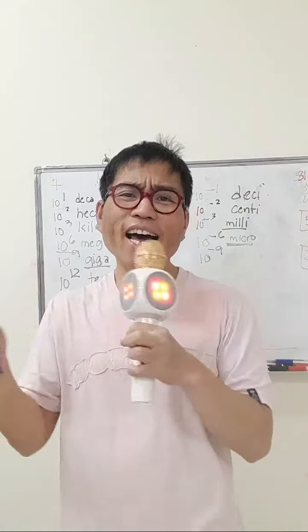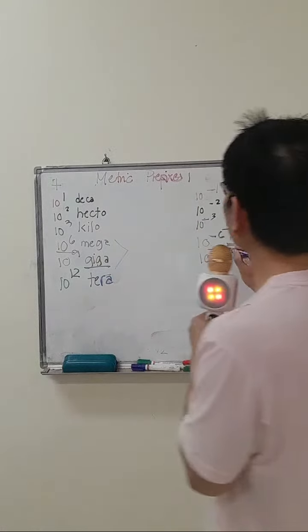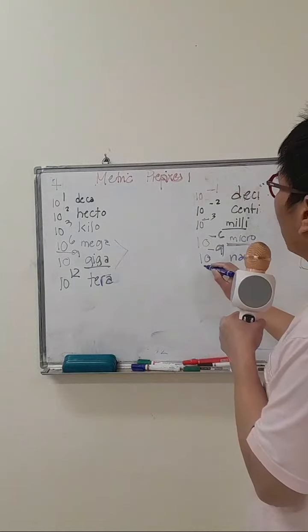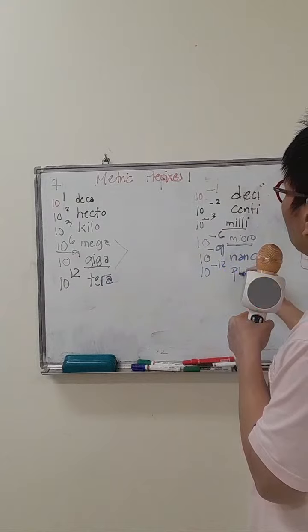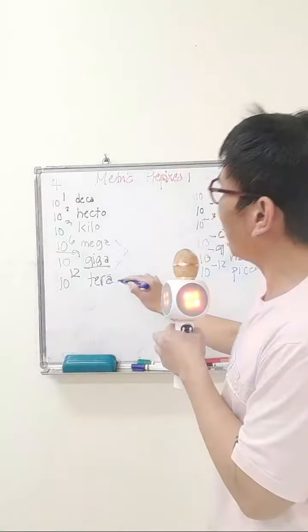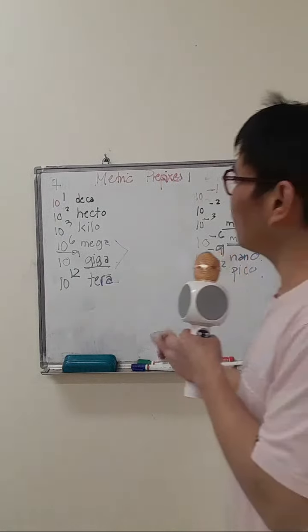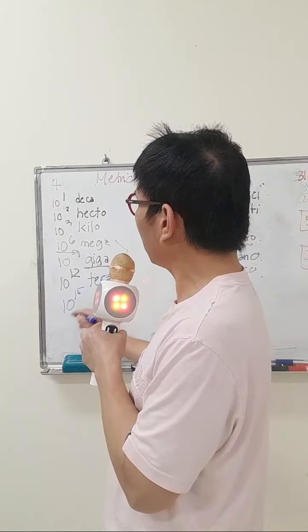Okay, 10 to the 12 is tera and 10 to the negative 9 is nano. 10 to the negative 12 is pico. So the rhyme is here, right? Mega, giga, tera. Micro, nano, pico. So 10 to the 15, and 10 to the 18.